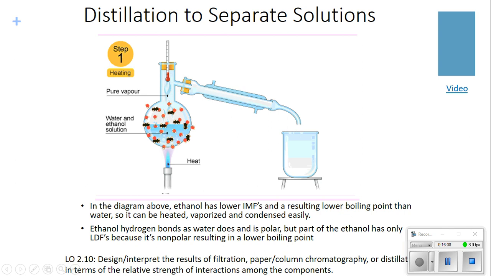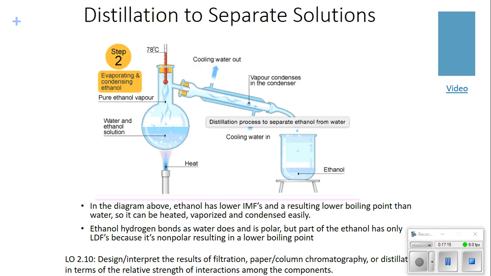So water and ethanol not only can hydrogen bond to each other, but ethanol can hydrogen bond to other ethanol molecules, and water can hydrogen bond to other water molecules. Ethanol, because it is an alcohol, has both a polar and nonpolar end of the molecule. So the IMFs in ethanol are not quite as strong as they are in water. Water has hydrogen bonding, and that's a pretty strong intermolecular attractive force. So step one, if we heat this mixture, then the ethanol will evaporate. Its intermolecular forces are not as strong as water, so it will evaporate first. It's got a lower boiling point.